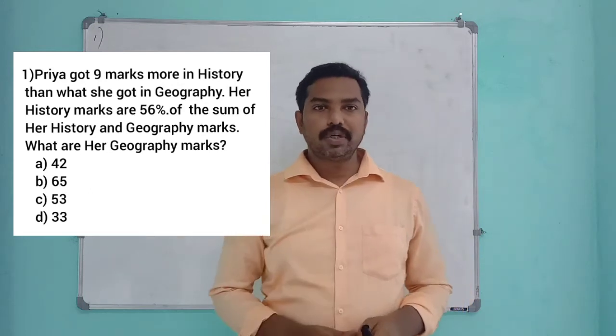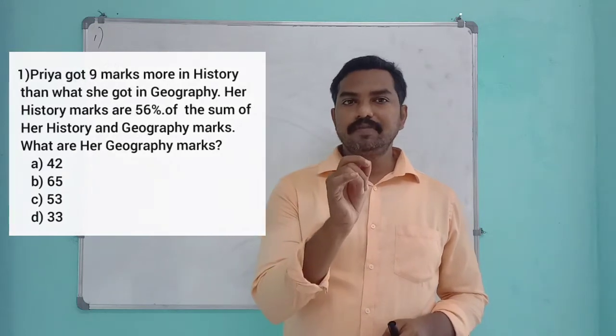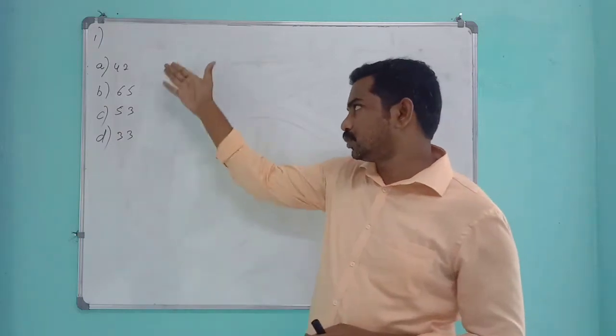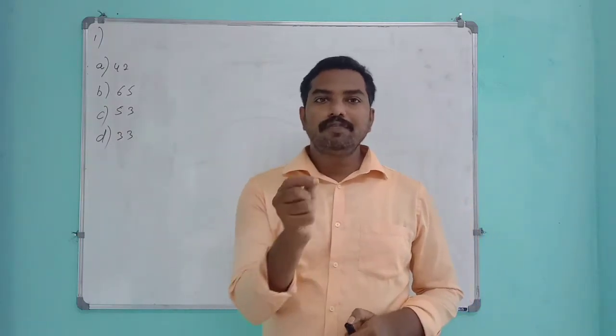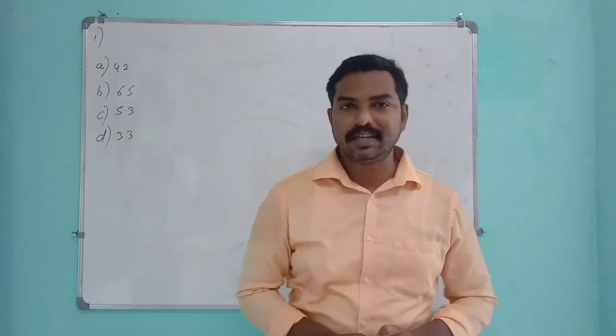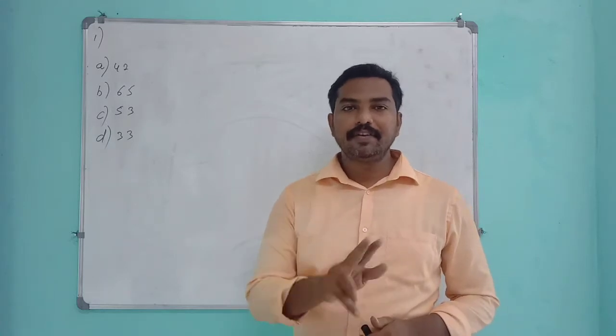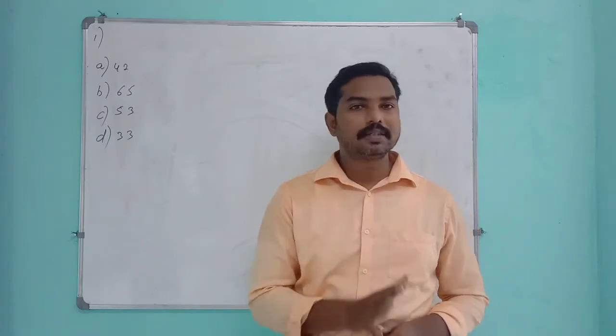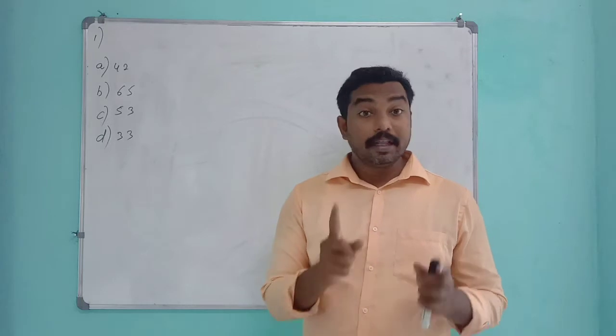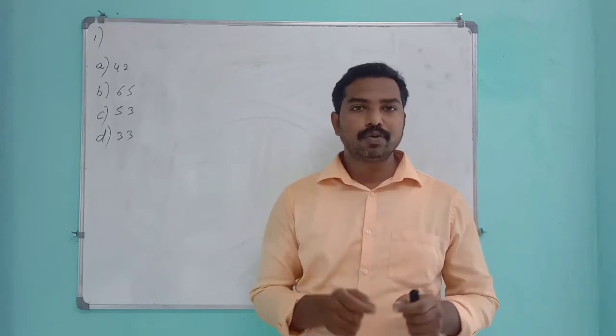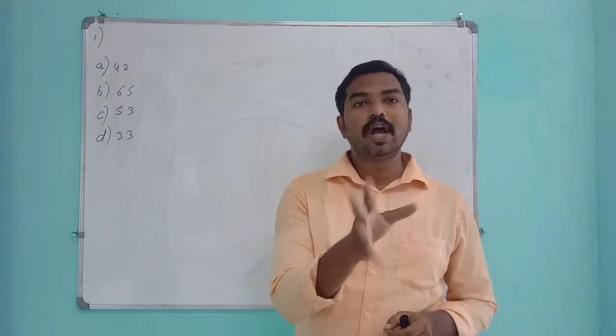Without solving the question, I can directly see this answer from the options, because geography marks are less when comparing to history. That is the sense given. But the difference should be 9 marks between history and geography. In this type of question, definitely the marks of both the subjects would be given in the options.